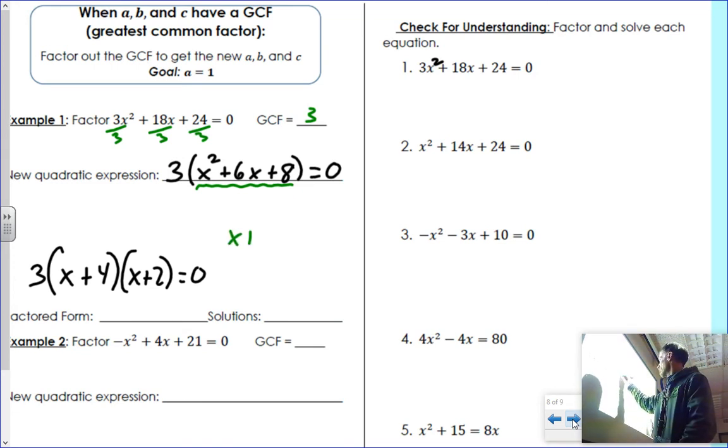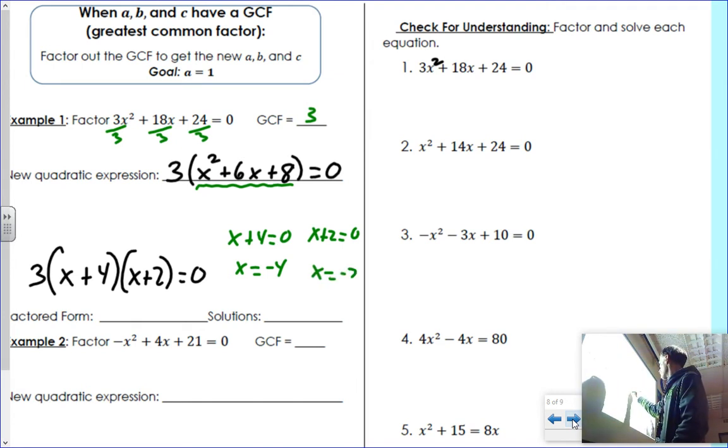So for the solutions, x plus 4 equals 0, so x equals negative 4. And x plus 2 equals 0, so x equals negative 2.